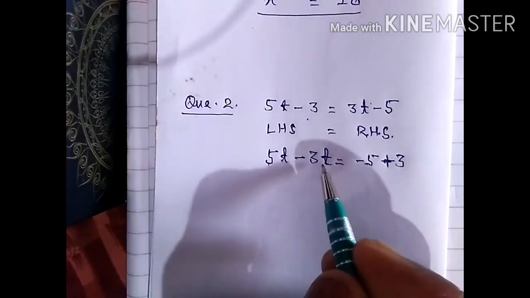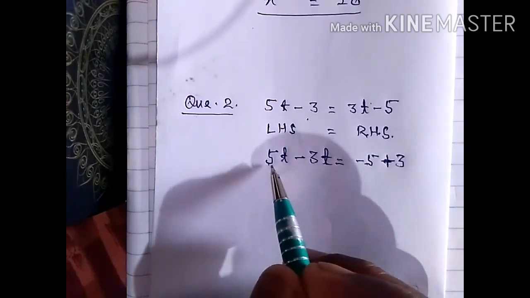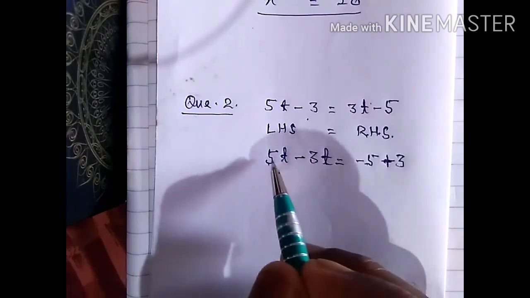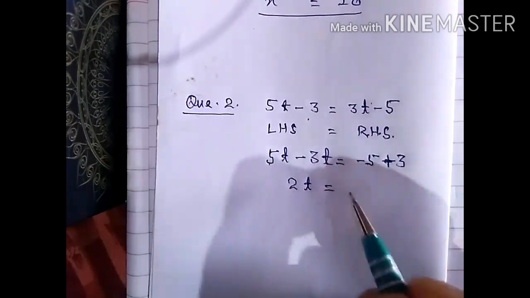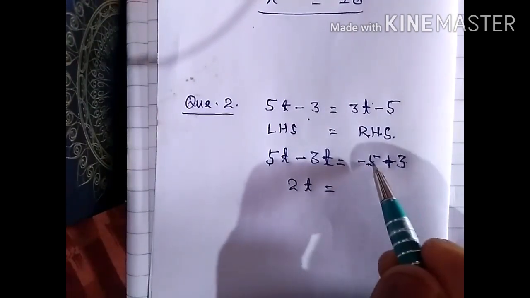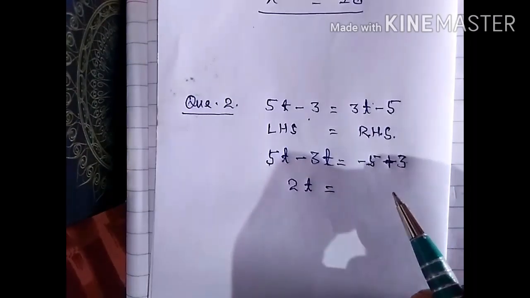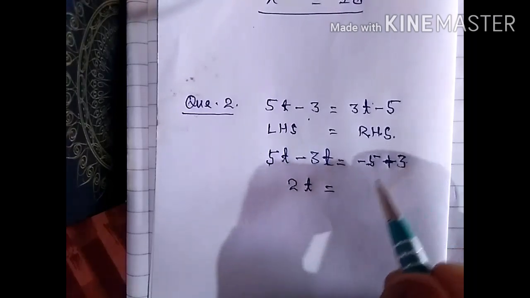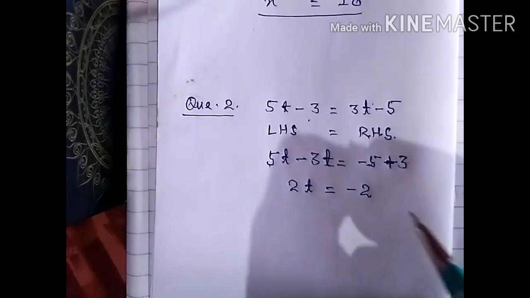Now 5t and 3t, these are like terms, students. So it will be subtracted. We have to subtract this 3t from 5t and it will be 2t, student. 2t is equal to minus 5 plus 3. One is negative and another number is positive, student. So it will be subtracted. So minus 5 plus 3 will be minus 2.